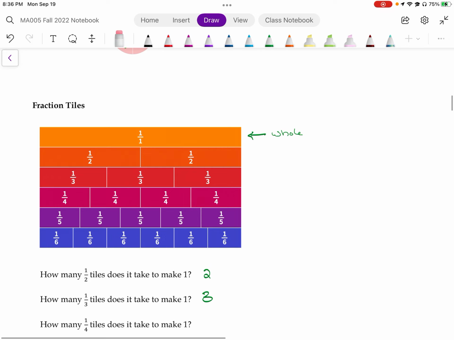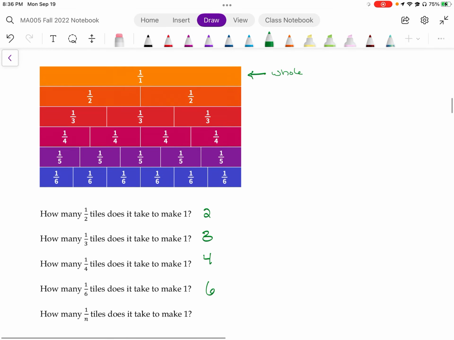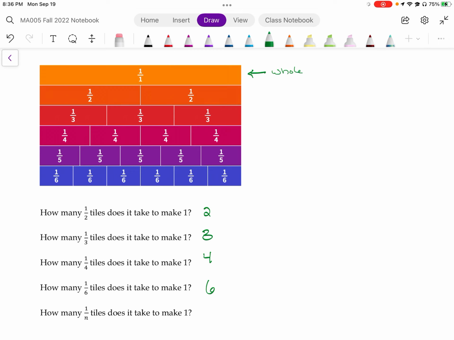All right, how many 1/4 tiles does it take to make 1? 4. How many 1/6 tiles does it take to make 1? I skipped the 5s. 6. Okay. And so on, and so on, and so on. So how many 1/n, n being any number, tiles does it take to make 1? Well, it takes n of them.